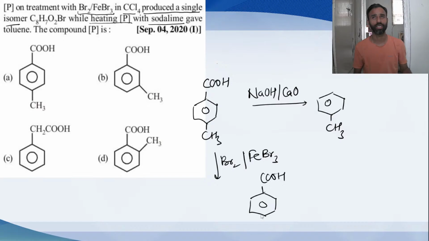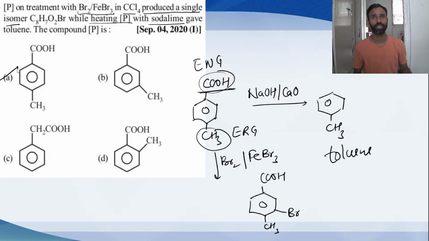So we have COOH as well as CH3, and CH3 is an electron releasing group. COOH is an electron withdrawing group. So which will decide? Obviously CH3. With respect to CH3, these are the ortho positions, and this is the para position. The para position is already blocked, so obviously the ortho product is formed. Only a single isomer is formed, and with NaOH and CaO, this whole COOH is removed. We get toluene. That means A is the right option.